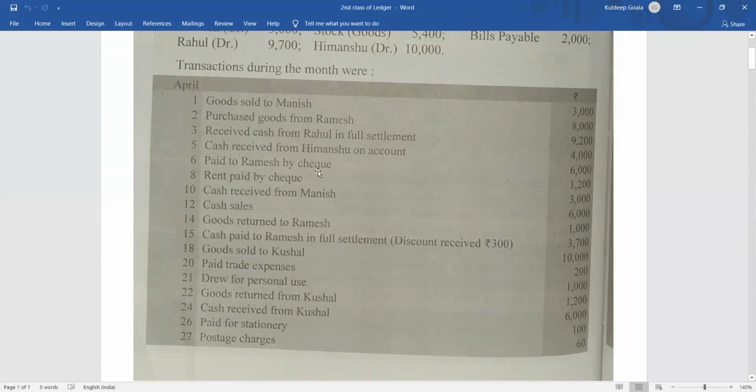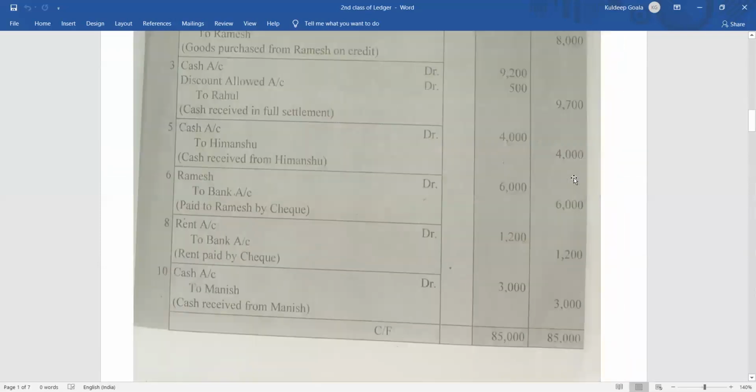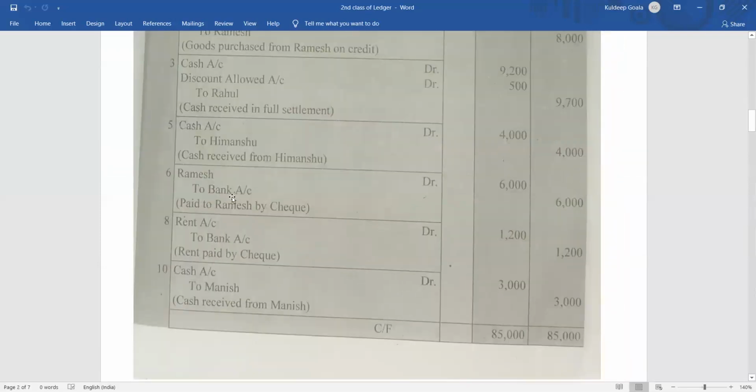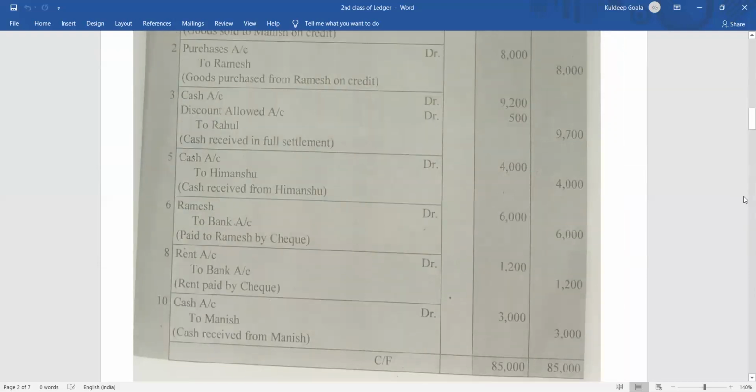Paid to Ramesh by cheque 6,000. What is the journal entry? Ramesh debit to cash, isn't it? How much? 6,000. So you can see the journal entry once again. Ramesh debit to cash, or rather, we are paying by cheque, right?